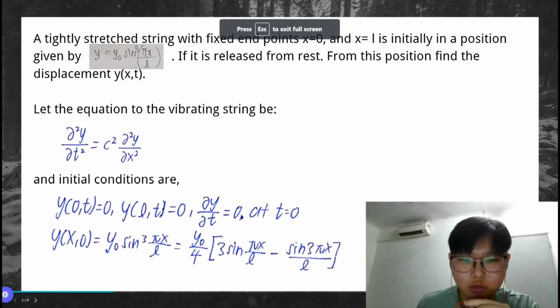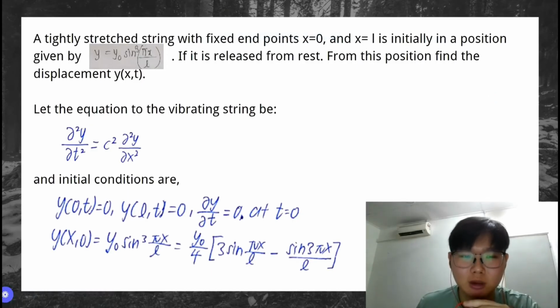Good afternoon to my dear friends. My name is Huang Xisian, and today I will show one example of the application of partial differential equations in the vibration of a string, using the wave equation to solve it.